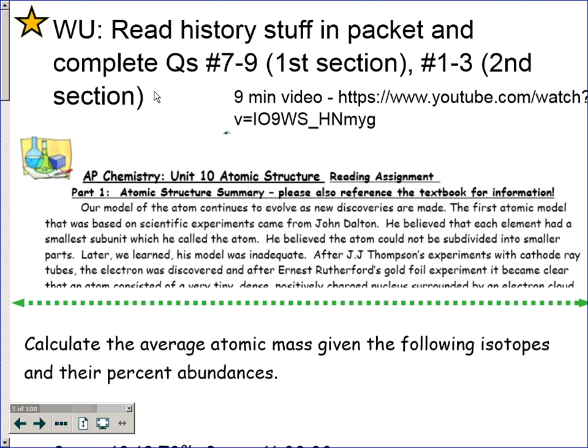Okay. So I gave you the reading so that it was a little bit more condensed and accessible to you. Now we're going to do a quick average atomic mass calculation. It's questions 7, 8, and 9 on that very first section that you just read.